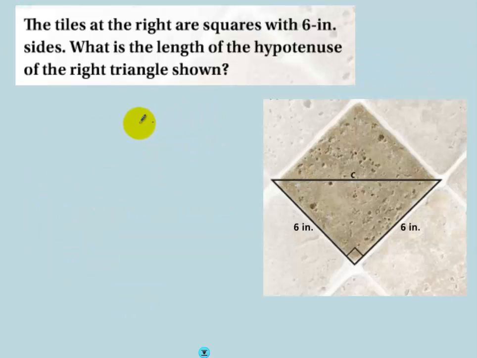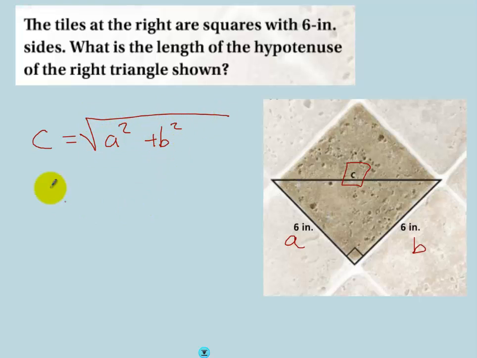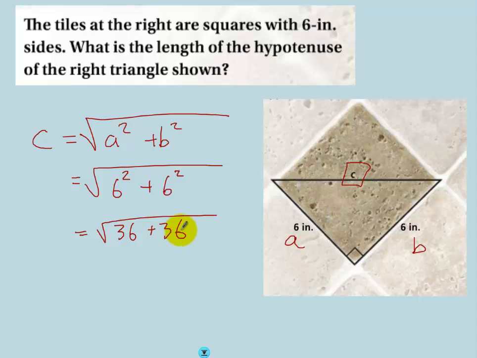Here's an example. The tiles to the right, the squares, are 6 inches on a side. What is the length of the hypotenuse of the right triangle? So I want to find c. I could call one of these legs my a and one my b. It doesn't matter. The formula says c is going to equal the square root of a squared plus b squared. So I can say the square root of 6 squared plus 6 squared, which is the square root of 36 plus 36, which comes out to the square root of 72 when you add those.